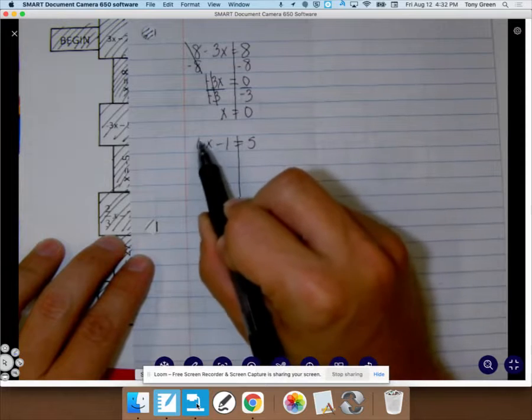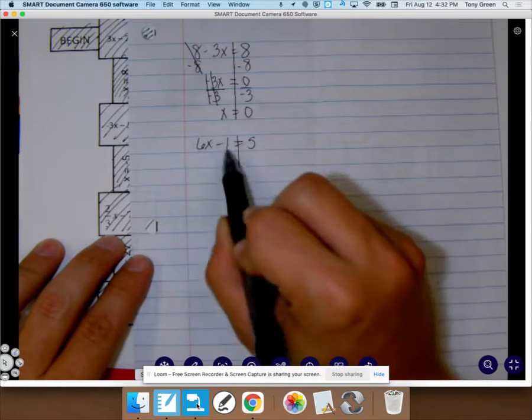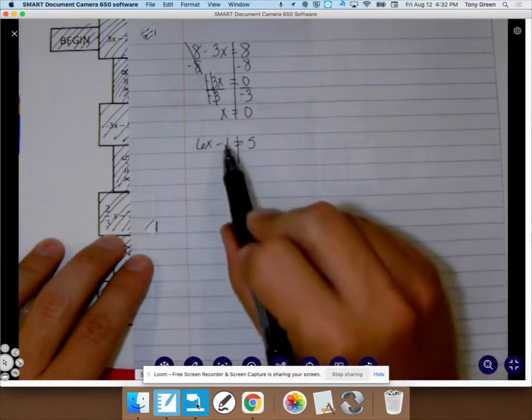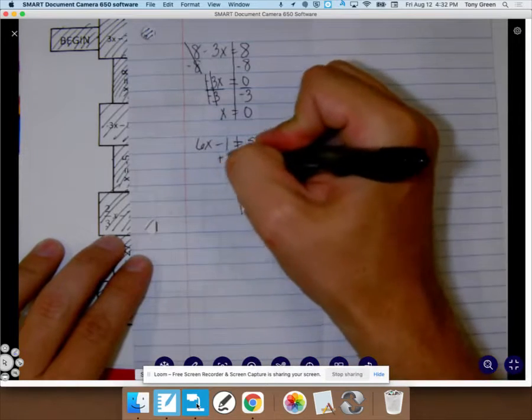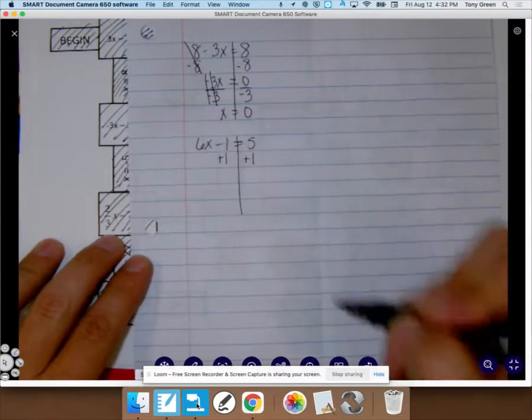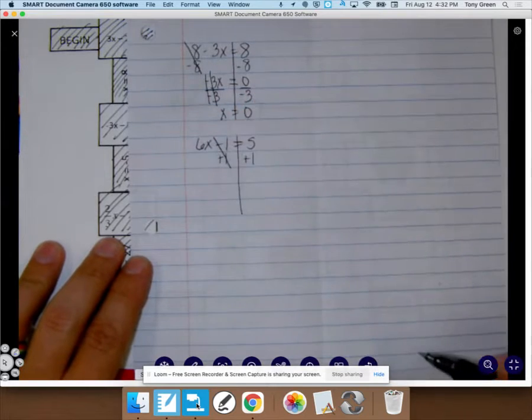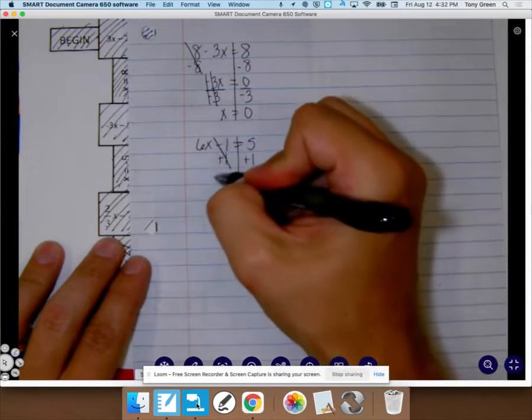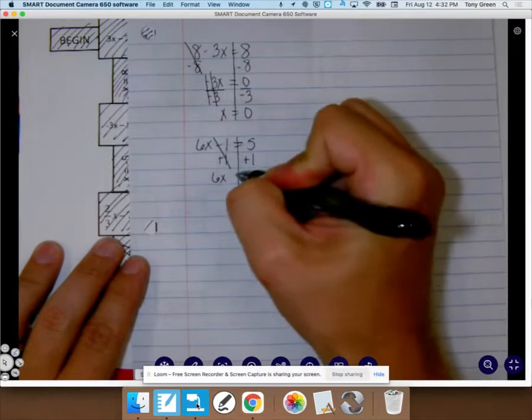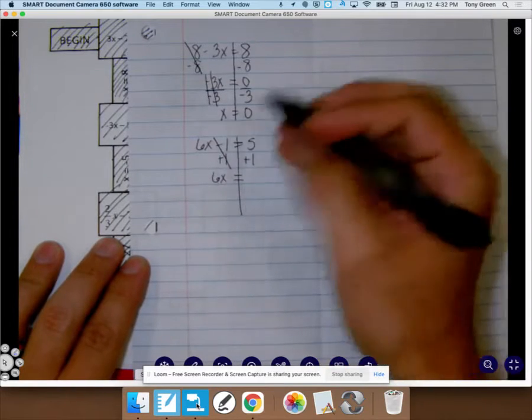We want to get rid of everything with the x. This is grouped together, so we'll get rid of the minus 1 first. The opposite of minus 1 is to add 1. To plus 1, a positive 1. It's all the same thing. Simplify. So now we can bring everything down. 6x equals 5 plus 1.